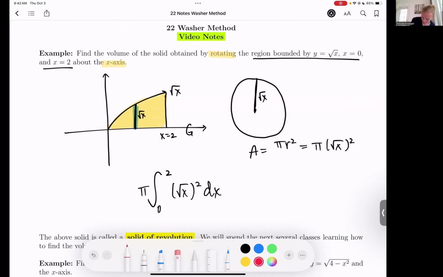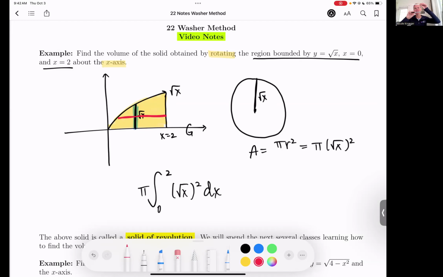Notice that if we tried to do things in terms of y in this case, we would have line segments going this direction. If I rotate that line segment about the x-axis, I'm going to get something that's not just a circle. It's going to be like the shell of a cylinder. So this method would not work if we were doing things in terms of y for this particular problem.